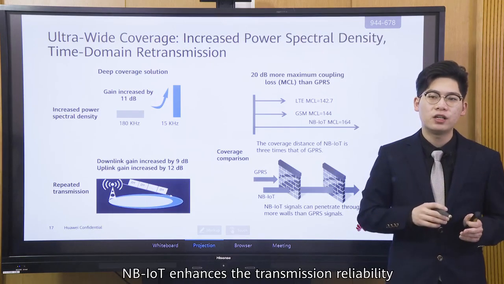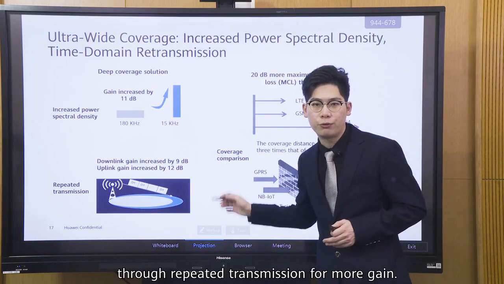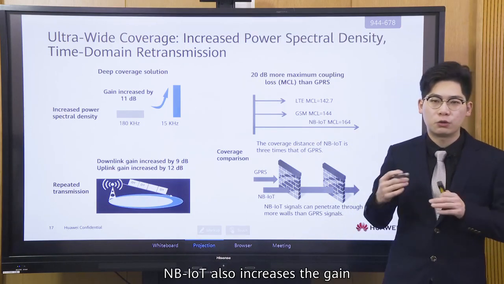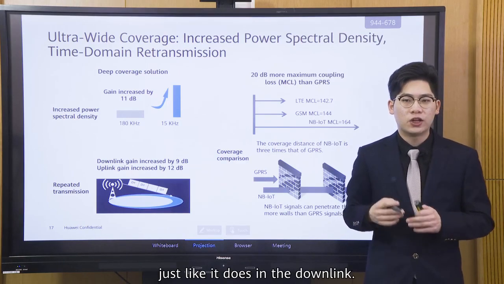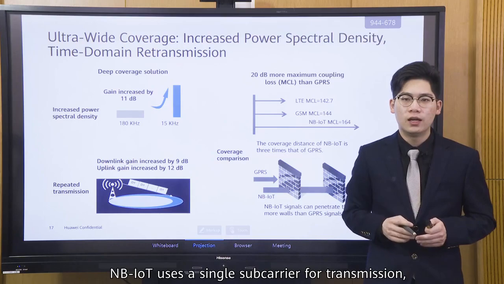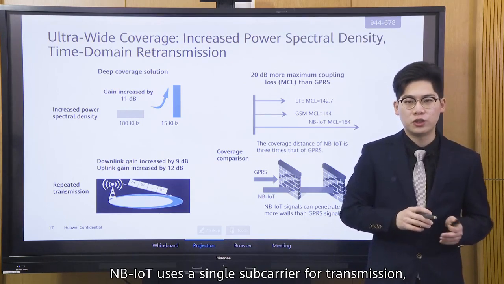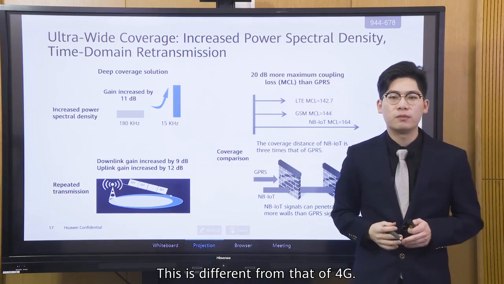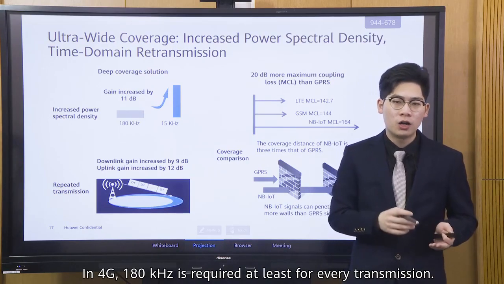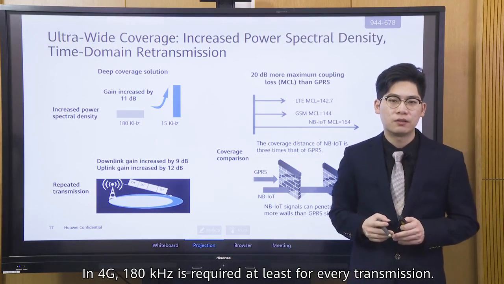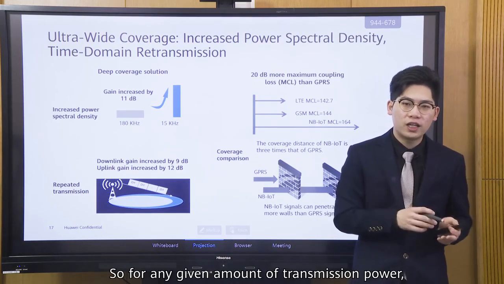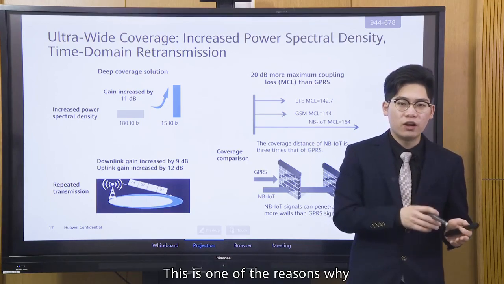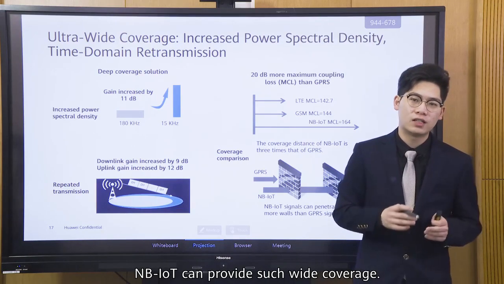In downlink, NB-IoT enhances the transmission reliability through repeated retransmission for more gain. In the uplink, NB-IoT also increases the gain through repeated transmission, just like it does in the downlink. In addition, NB-IoT uses a single subcarrier for transmission, a 15 kHz subcarrier. This is different from that of 4G. In 4G, 180 kHz is required at least for every transmission. So for any given amount of transmission power, you get better gain with narrowband. This is one of the reasons why NB-IoT can provide such wide coverage.